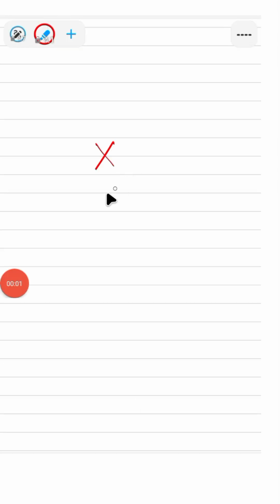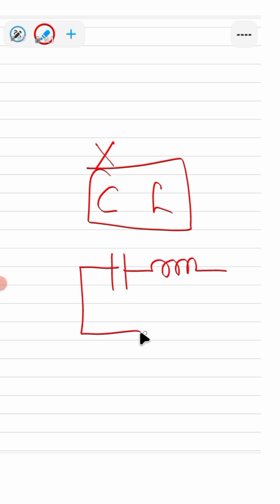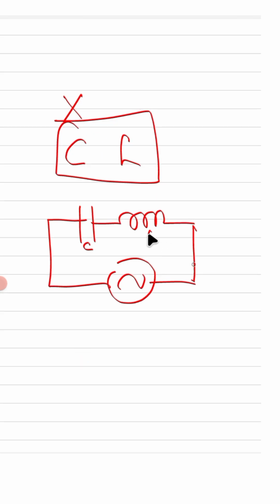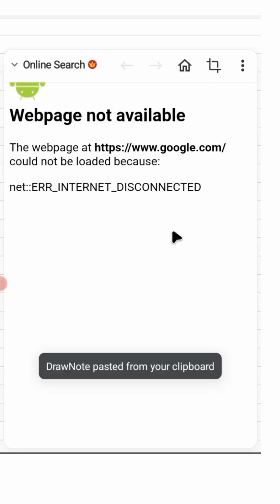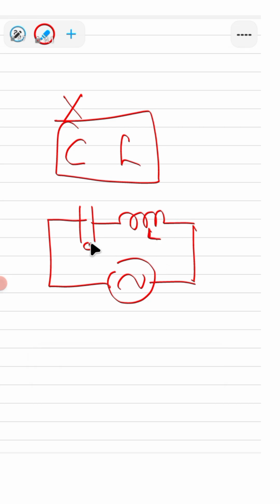So the circuit containing C and L only, capacitor and inductor only. It will look like this: capacitor, inductor, the two of them in series, connected to your alternating voltage source. Your inductor is L, and your capacitor is C. This is the inductance and this is the capacitance. Take note of that.